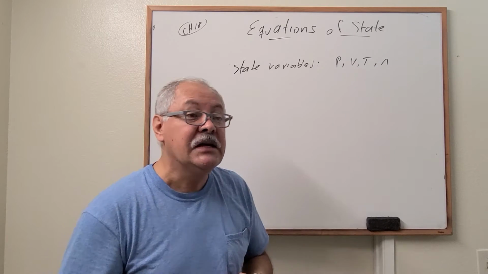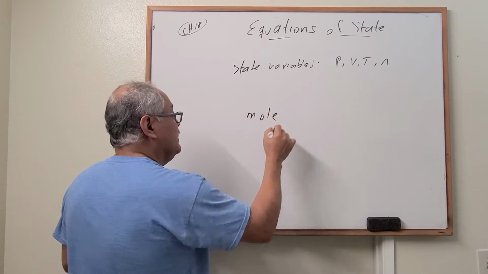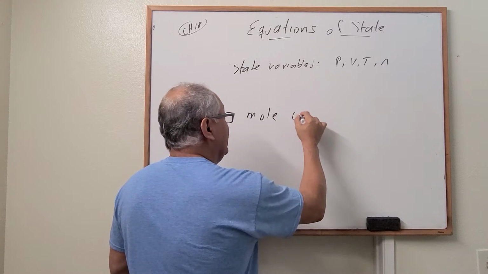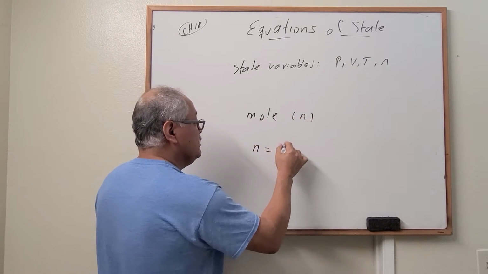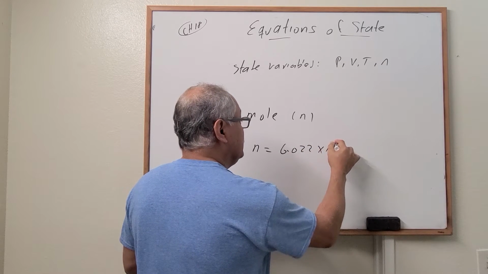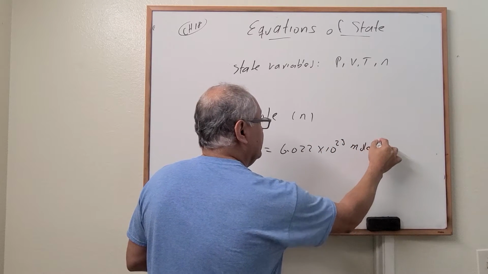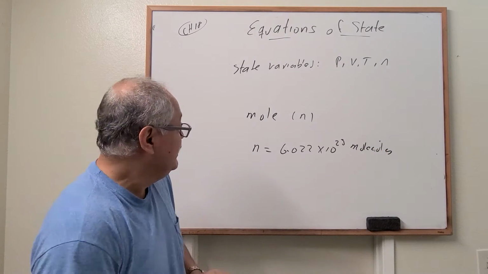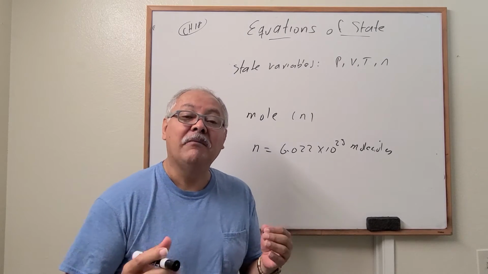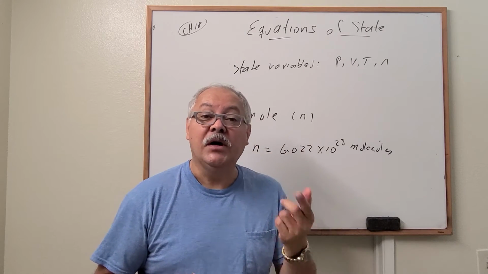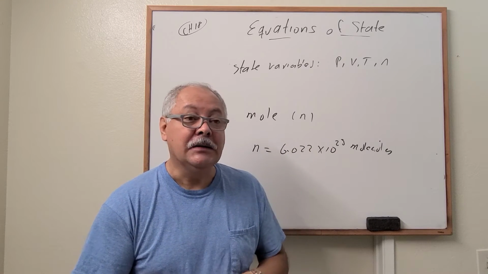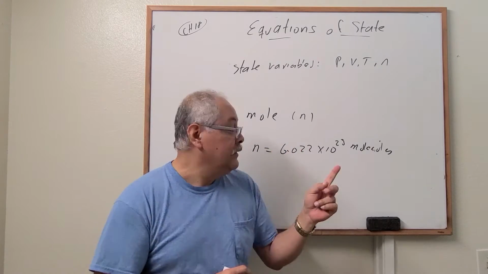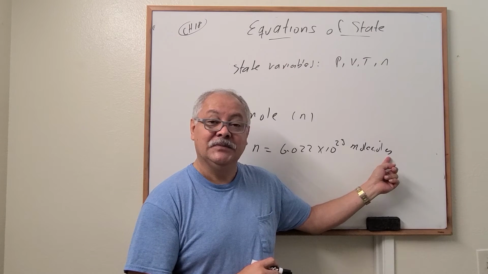The mole is a quantity. It's a unit used in chemistry, right? And 1 mole is equal to 6.022 times 10 to the 23 molecules or atoms. This is 1 mole. It's like when you have 1 dozen. A dozen has 12 objects, for example. This one, 1 mole, has this number of molecules, correct?